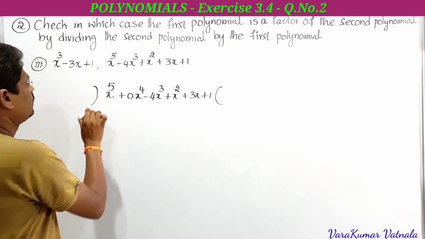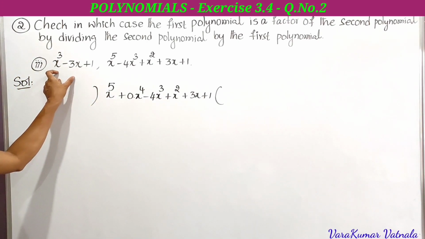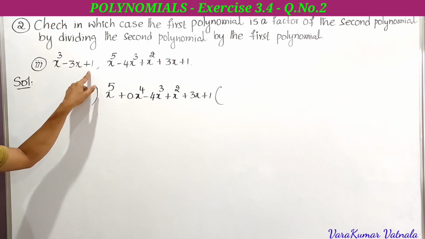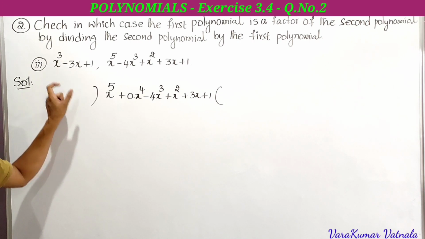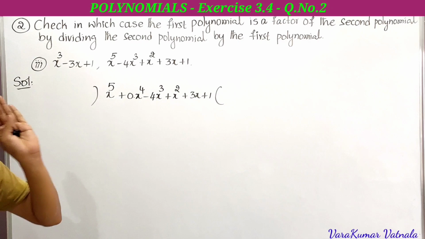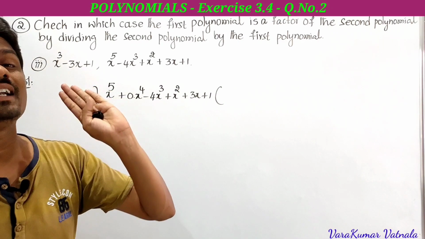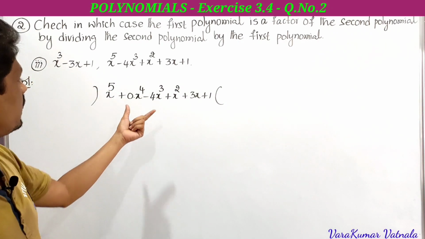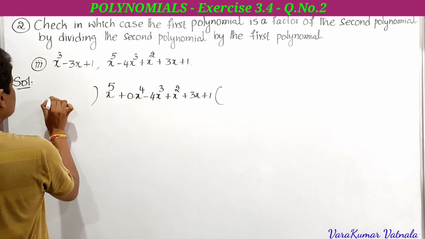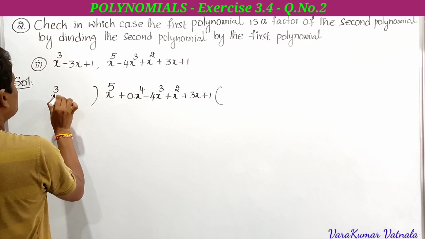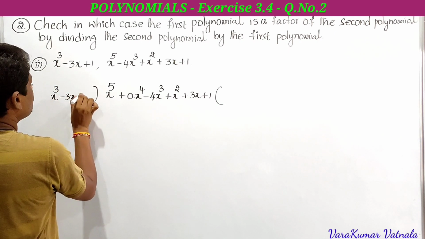Now write the divisor, x cube minus 3x plus 1. Here also there is no x square term, but this is the divisor, so we need not write 0 into x square in the divisor. We must write it in the dividend only. So write as usual, x cube minus 3x plus 1.